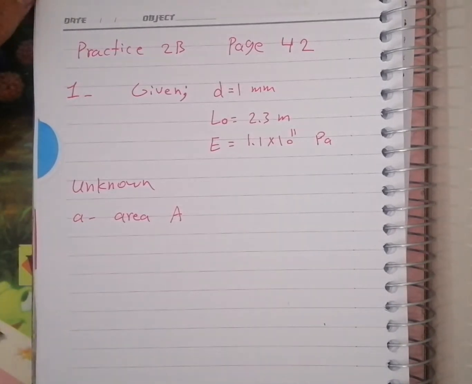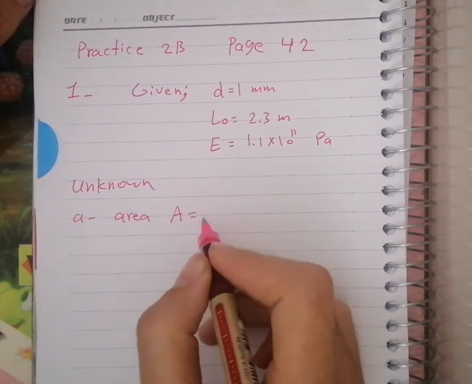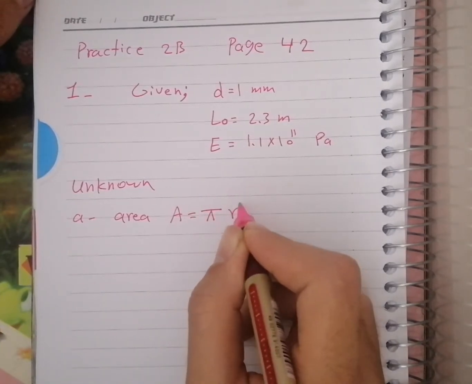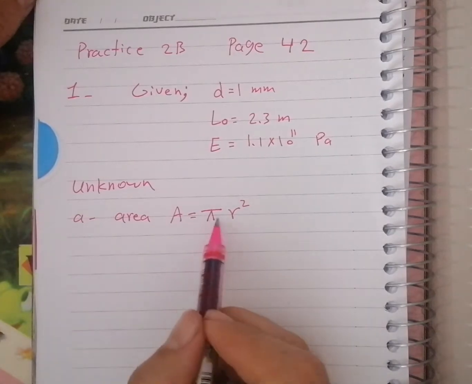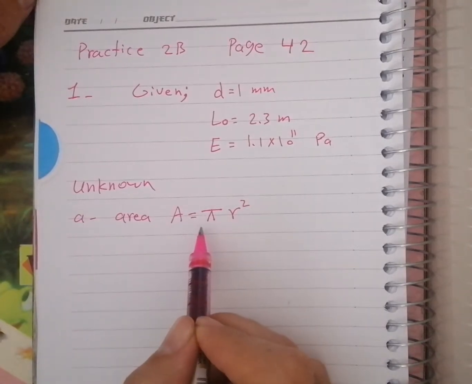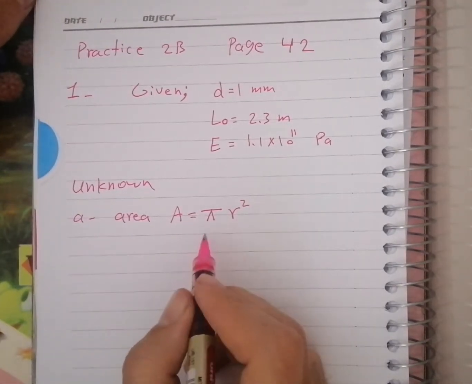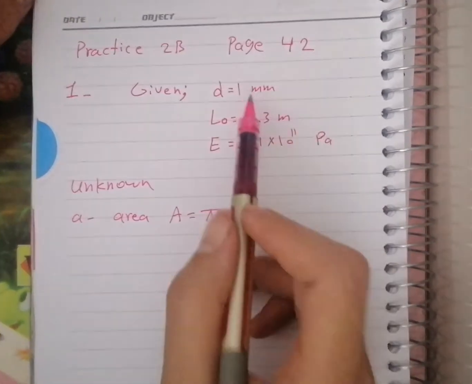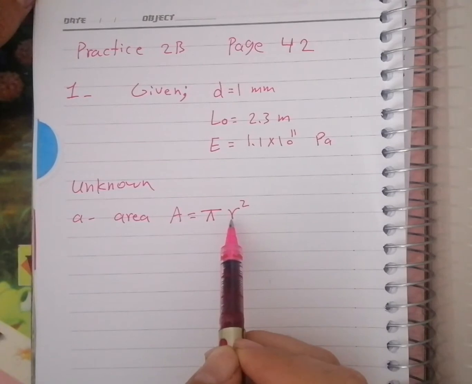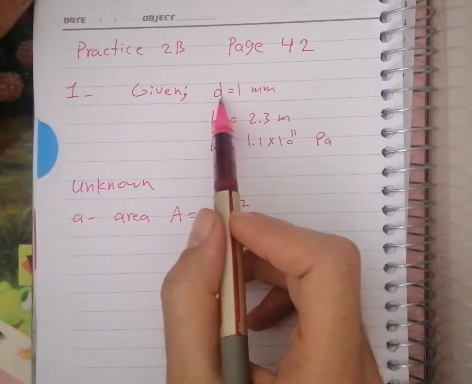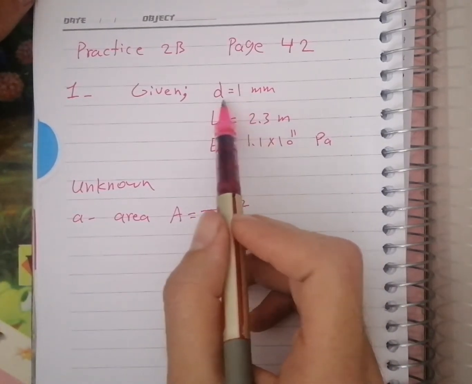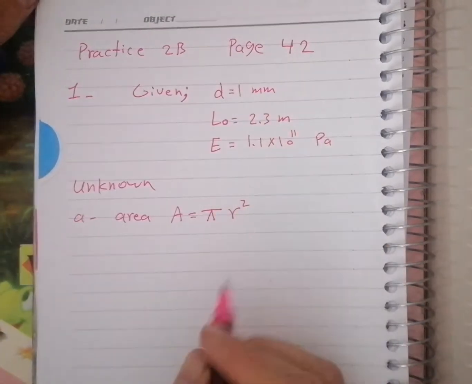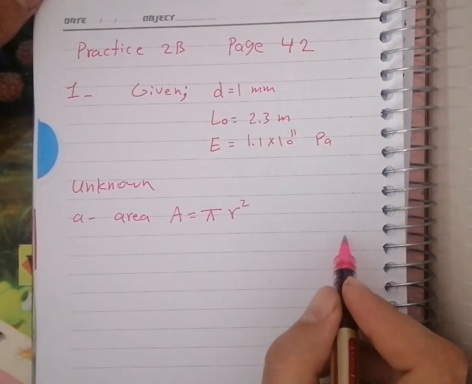Now the equation for area, which is a mathematical equation, is simply pi multiplied by r squared. Okay? Pi multiplied by r squared. You always have pi. Pi is always 3.14. What you don't have here in the given is radius. I don't have radius, but no problem. I have diameter. If you have diameter, you can change diameter to radius. And how do you change diameter to radius?